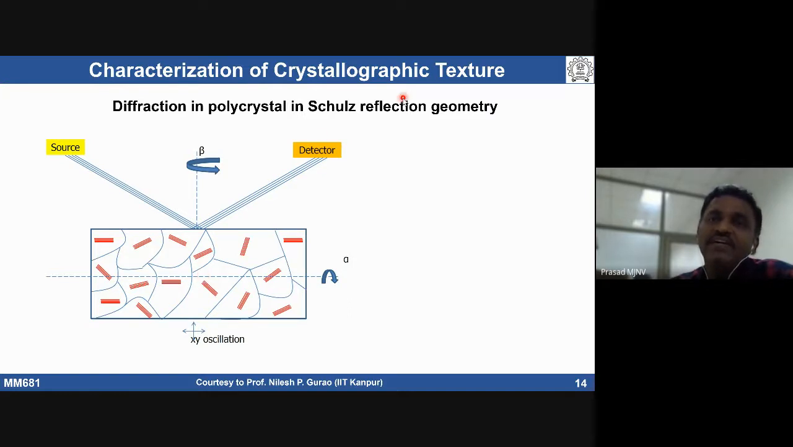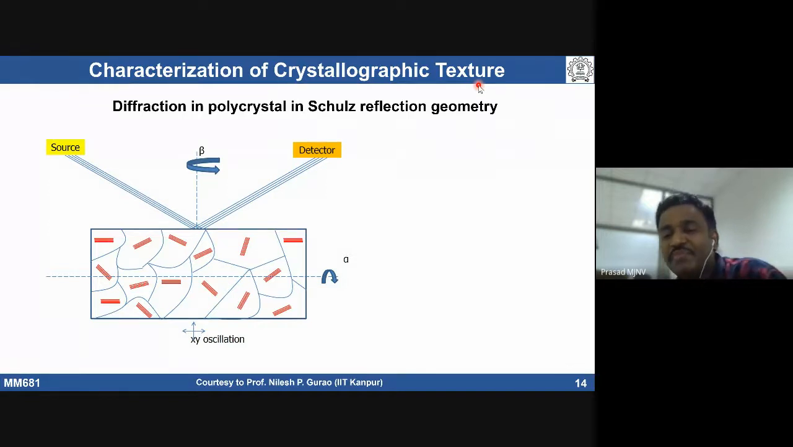So this particular principle is used to quantify the crystallographic texture of a material. It requires a specialized, automated goniometer stage, where the sample will be rotated so that you can get a particular Bragg angle theta, and it will also be oscillated so that we can cover more grains. Then we collect more information, and once we have it, we can quantify what type of texture is forming in the material.